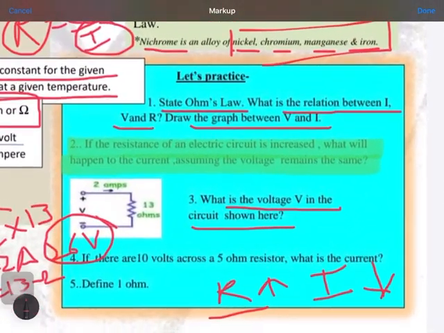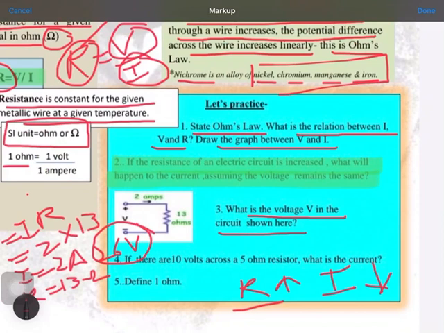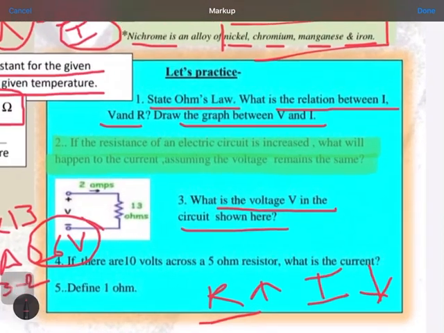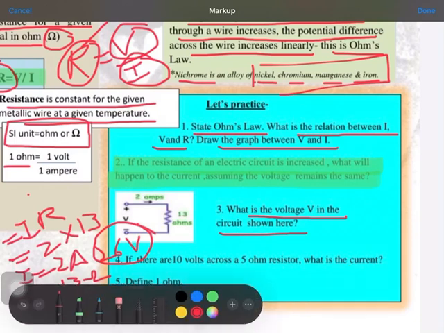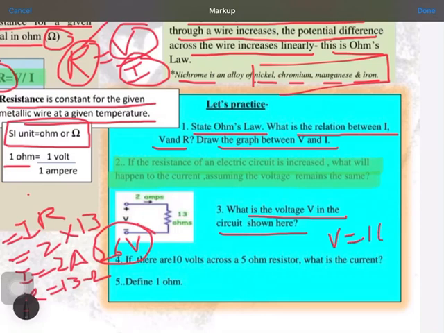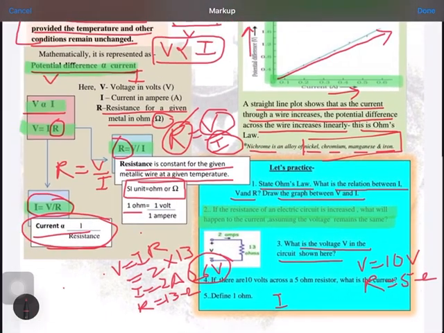Next is, if there are 10 volt across a 5 ohm resistor, what is the current? You have to find the value of I in this case. What is given? We are given V as 10 volts and R as 5 ohm. I we have to find out. So I is equal to V upon R, and V is 10 upon 5, so it comes out to be 2 ampere.